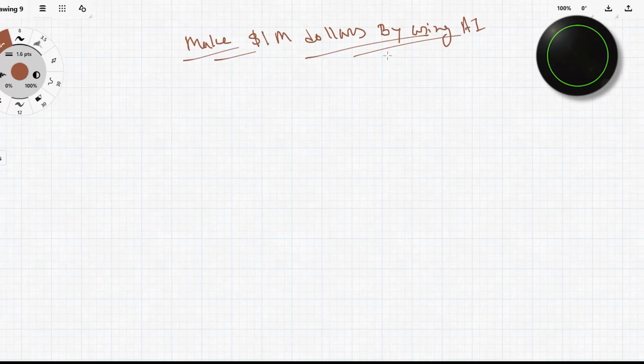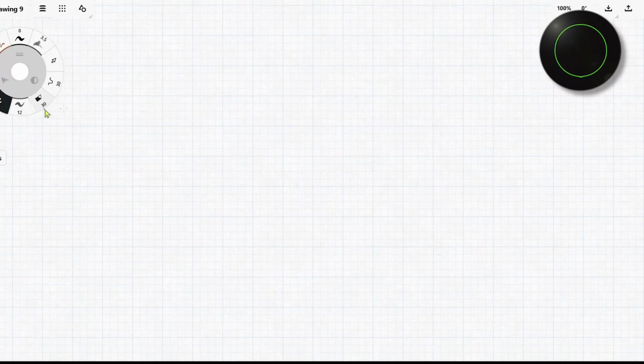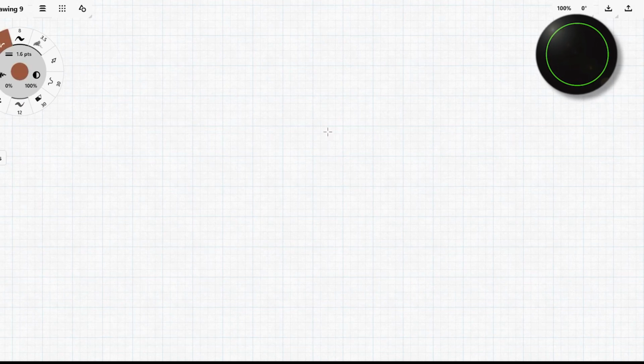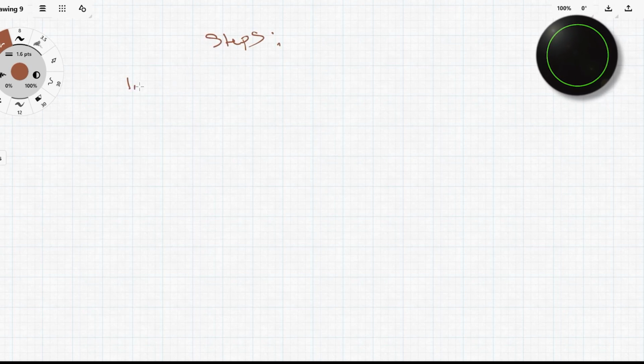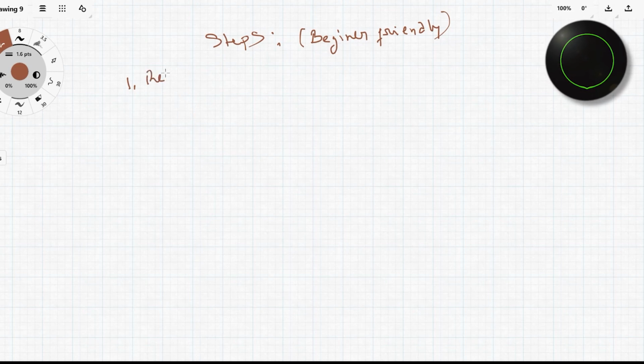This is what we are going to do. So I have a theory, so we all can work on it. The concept is, to earn this amount, what we are going to do is break this into simple steps. Step number one: we will do the research.